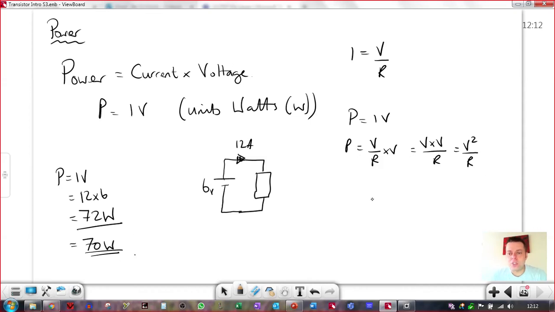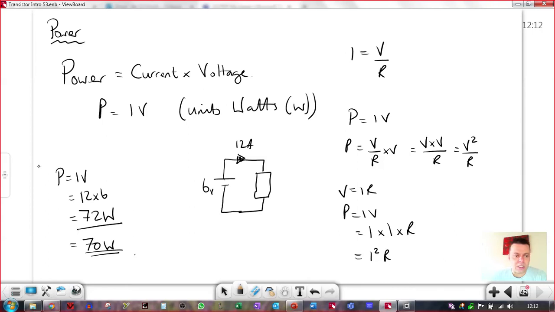We could also say that Ohm's law tells us that V equals IR. So that means that we could substitute that in here. So if we've got P equals IV, we could put IR in instead of V. That's I times R. So that's the same as I squared R.